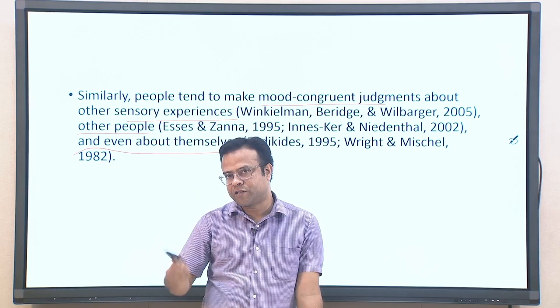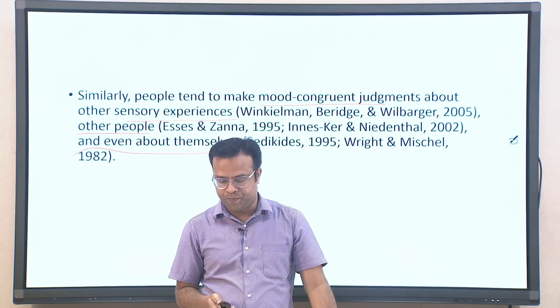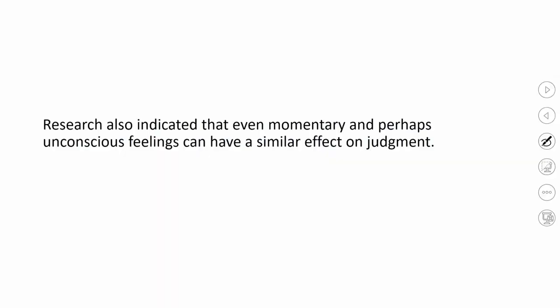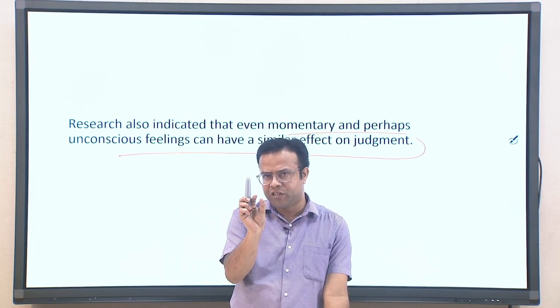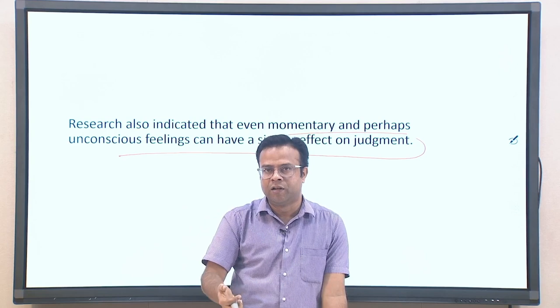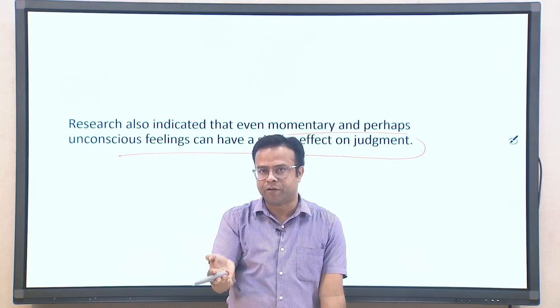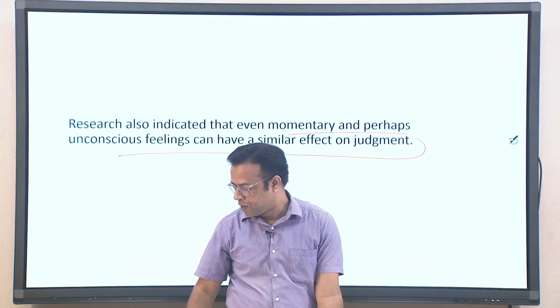So, in different contexts this mood-congruent judgment has been found in different research. Research also shows that even momentary and unconscious emotions, unconscious feelings, can have an effect on your judgment. How do you judge something? Even though those feelings could be very momentary, short-lived and very unconscious, you are not even consciously aware that you are feeling something positively or negatively, very unconscious feelings could also influence your judgment about things.